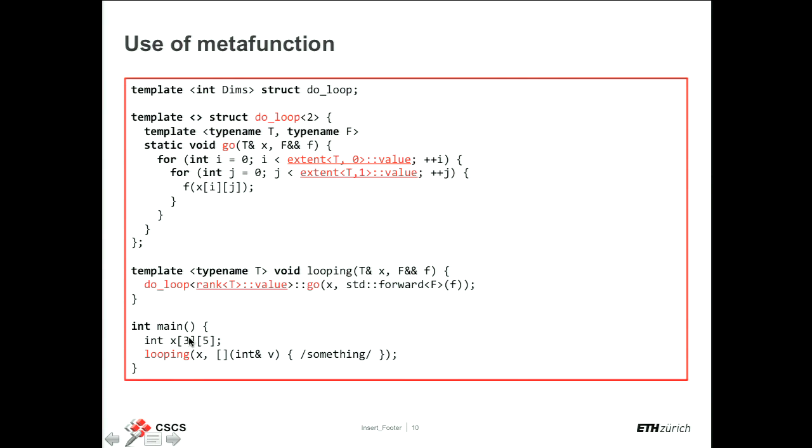In this case, the size is 3 and 5. It's allocated on the stack. And I want to loop over this array applying this function. This is a lambda function. We'll see tomorrow more in detail what that means. And this does something on the elements of that array. And I want to loop over this guy. So looping is a function here. It's just a standalone function. It's a template function that takes 2 template arguments.